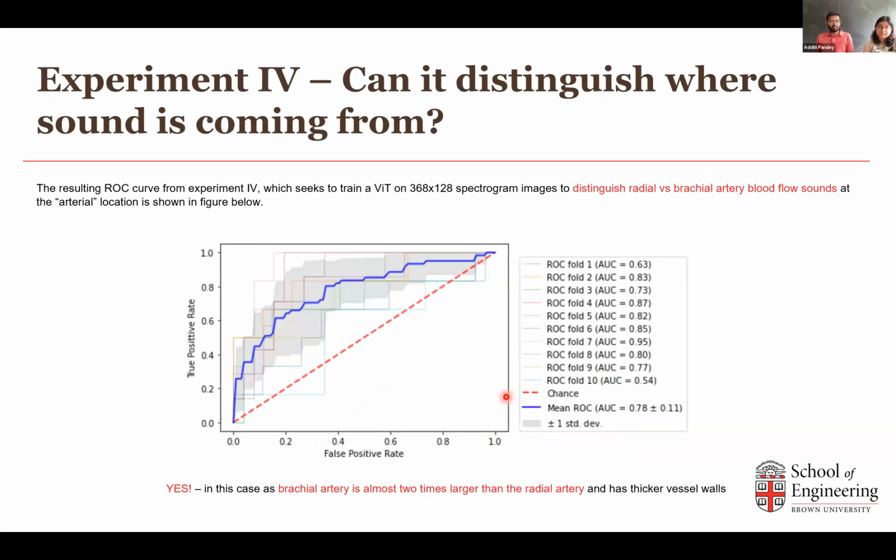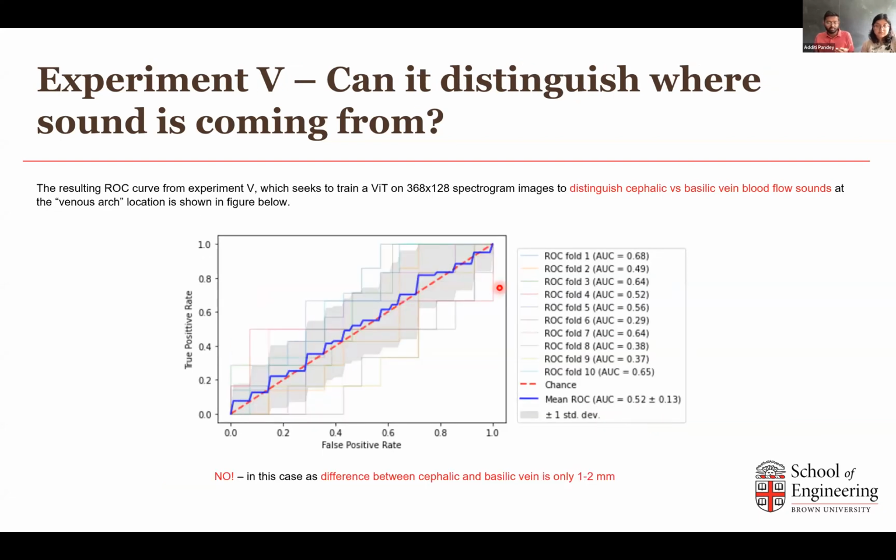Now in the next experiment, the authors wanted to check whether it is possible to distinguish where the blood flow sound is coming from. Like, let's say, can I distinguish whether the sound is coming from the radial or the brachial artery? So the answer is yes. In this case, it's possible because the structure is different. The brachial artery is almost 2 times larger than the radial artery and has thicker walls. So the sound characteristics are different, and the model is able to classify well where the sound is coming from. And you can see from the mean ROC, it's 0.78, which is a good value.